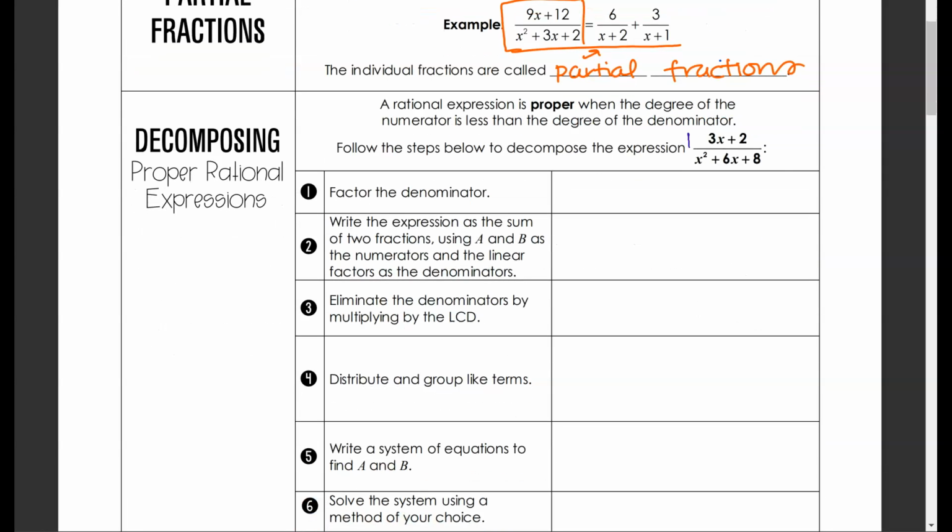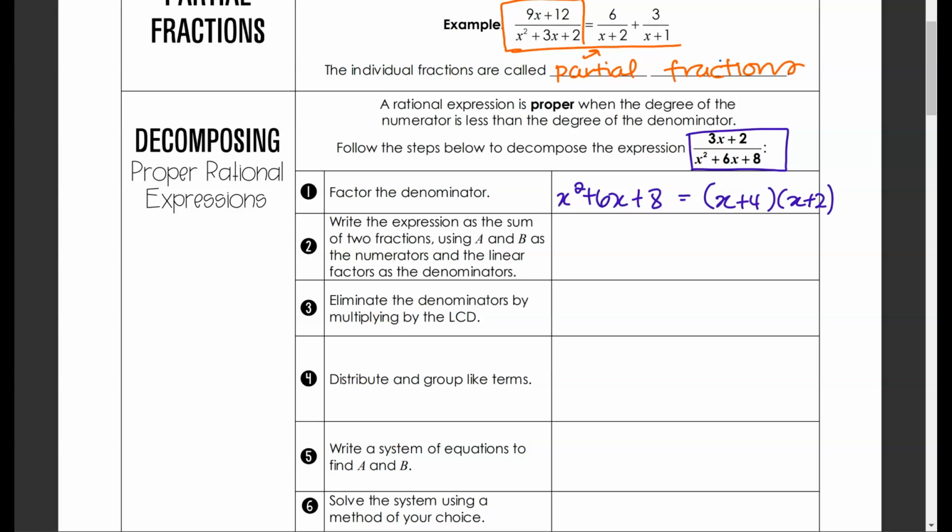So let's take a look at this example here. Let's break this up. So we want to factor out the denominator first. So here I have x squared plus 6x plus 8. And notice that this factors into x plus 4 and x plus 2.